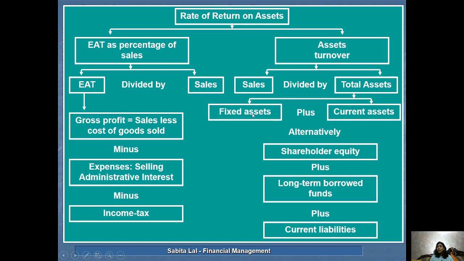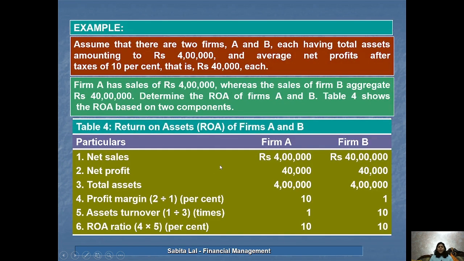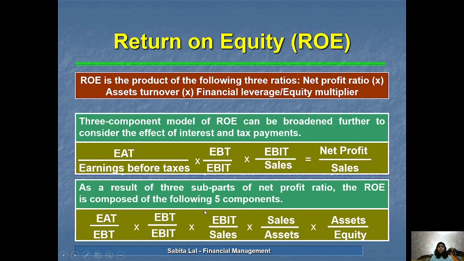Same thing here, asset turnover is sales divided by total asset. So what does total asset mean? Your fixed asset plus current asset. Alternatively, you can take shareholders' equity plus your long-term borrowed funds plus current liability. Return on asset, meaning earning power, is the overall profitability of the firm, computed by multiplying net profit margin and total asset turnover. So the formula for earning power is EAT by sales into sales by total asset, which gives EAT by total assets. Here one example is given of how you can calculate the ROA from net sales and net profit.